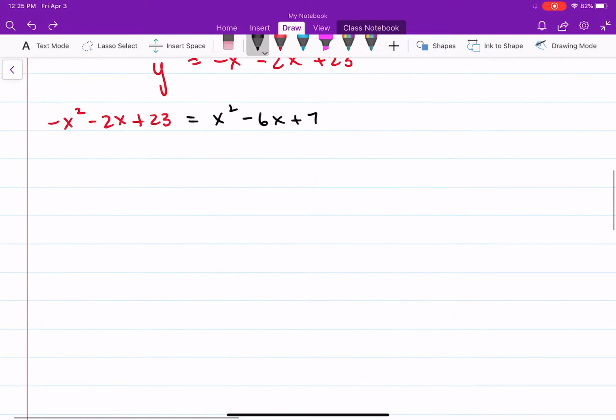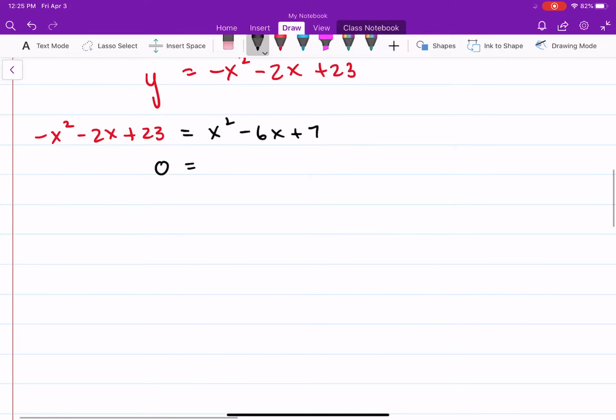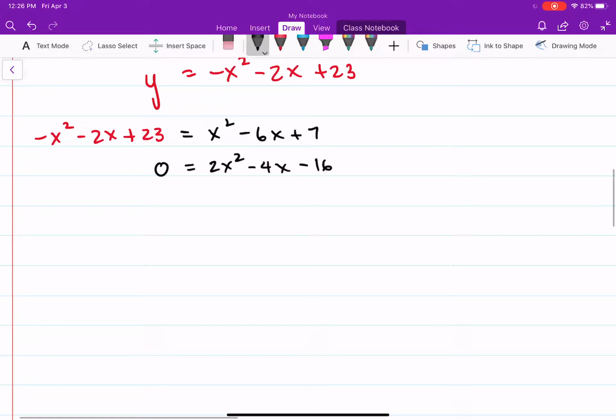So if I'm going to bring that x squared to the right side, I'm going to bring everything else also to the right side. And the main reason why I'm bringing everything over is because I see a square term and I also see an equal sign. So that calls for a quadratic equation, which is everything to one side, and then we have a zero side. So on the left side, I want this side to be 0. On the right side, if I add the x squared over, I get 2x squared. If I add the 2x, I get minus 4x. And if I bring the 23 over, I get a negative 16. Okay? So I'm going to try to factor this. I know I have a GCF.